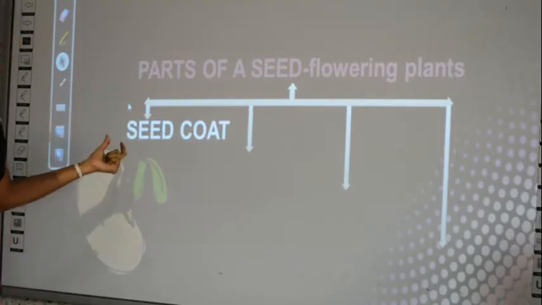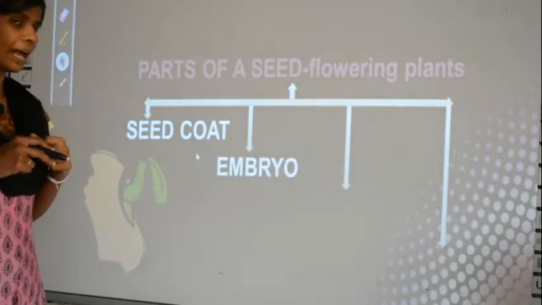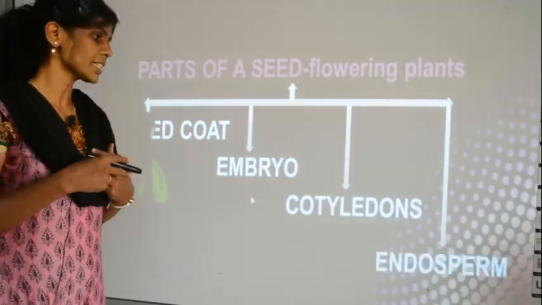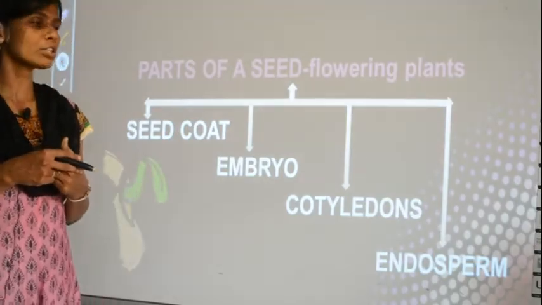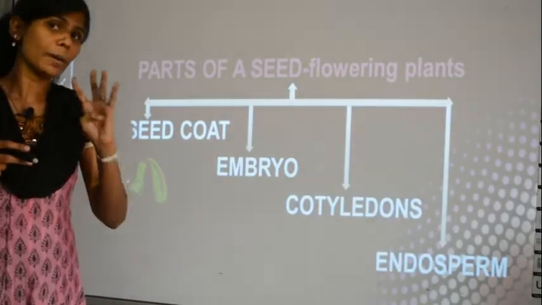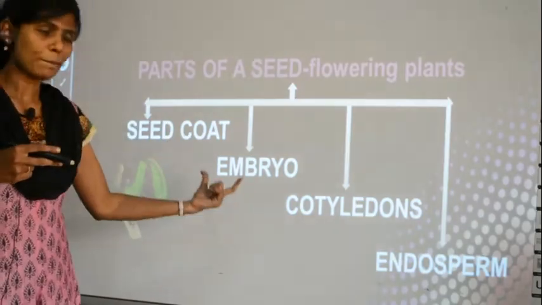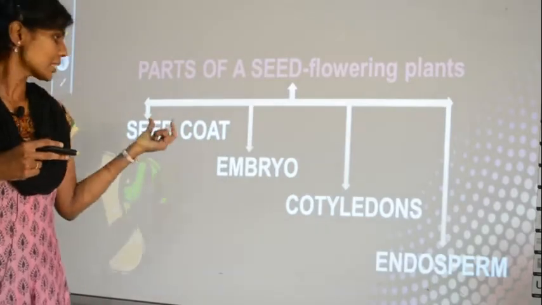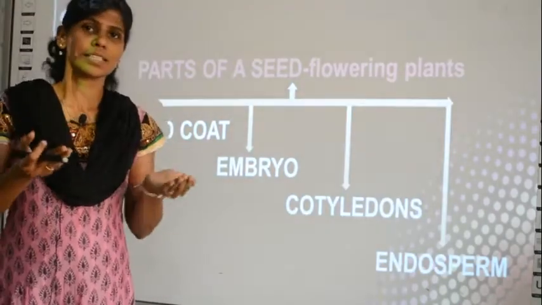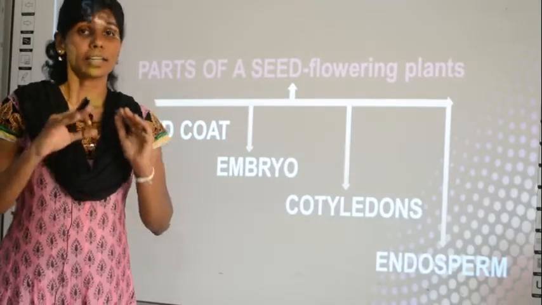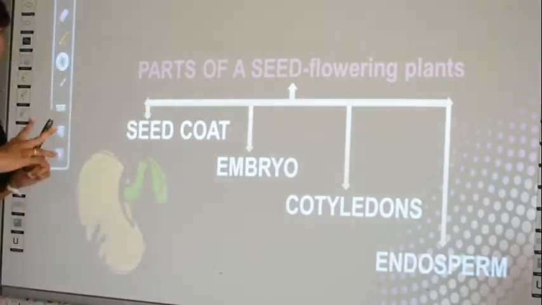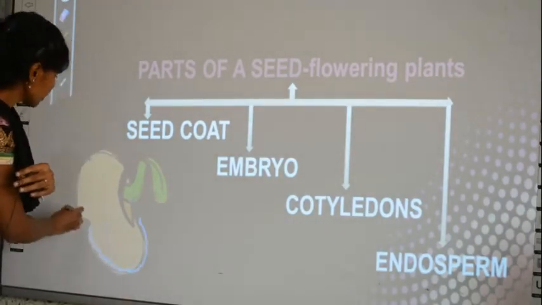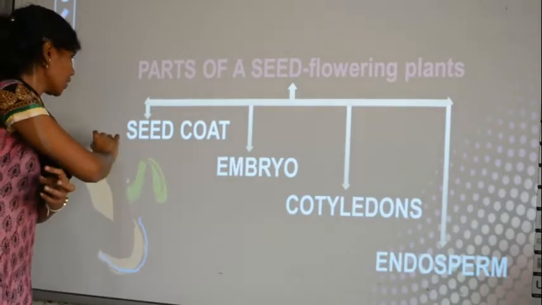The first one is called seed coat. The second part is embryo. The third part is cotyledons, and the fourth part is endosperm. What are the 4 parts of a seed? If you have a seed, there are 4 parts in them: seed coat, embryo, cotyledons and endosperm. The name itself suggests that there is a covering in a seed, and that covering, or the coat, is called the seed coat. Where can you see the covering here? Can you see the outermost layer? So this is called the seed coat.